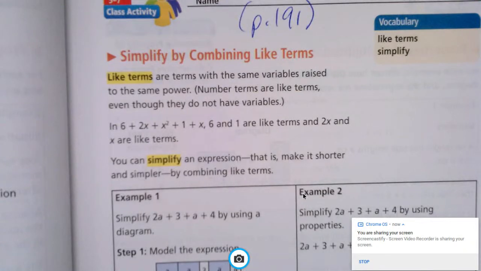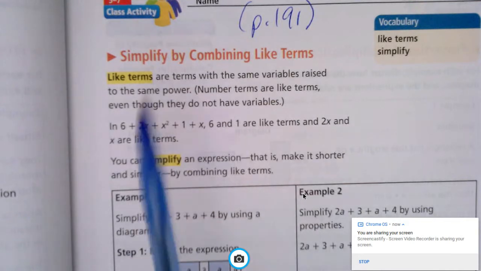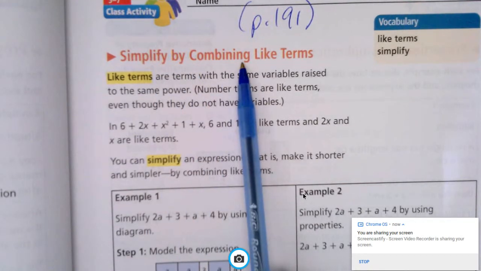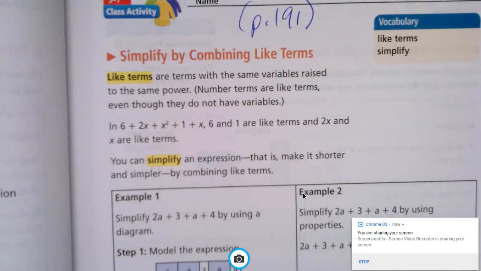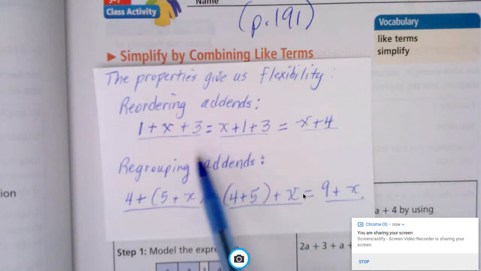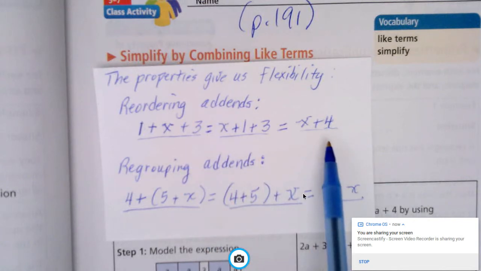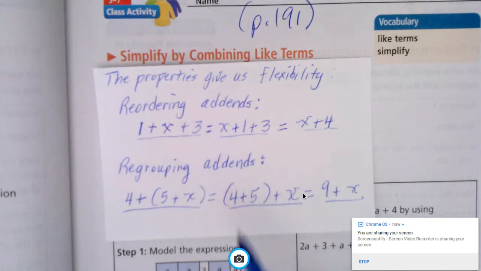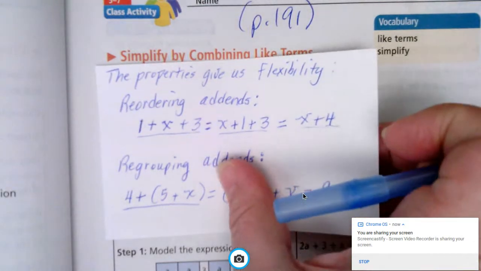All right, we're on page 191, still on lesson 7. We're still learning about the properties, commutative property and associative property. We also need to think about some new vocabulary here. We're going to simplify by combining like terms. So I have a feeling that some of the work we've already been doing is simplifying by combining. Let's see how it changes a little bit.